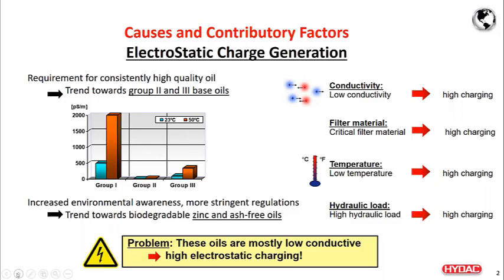So, conductivity, temperature, filter material, the material used to construct the filter element and how it interacts with the oil, and finally, the hydraulic load. Hydraulic load is defined as the surface area of the filter element and how much fluid is going through this element. So it's basically considered as a flux of the hydraulic velocity, or the flux of the hydraulic flow. We are going to keep all these parameters in mind throughout the presentation, so we can relate them as we go along.